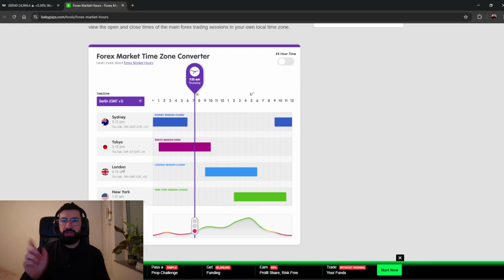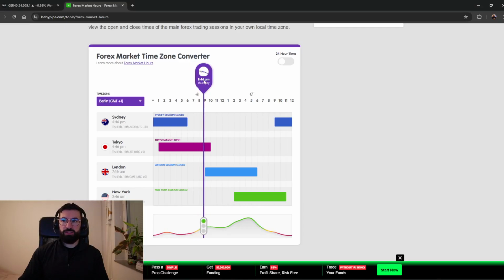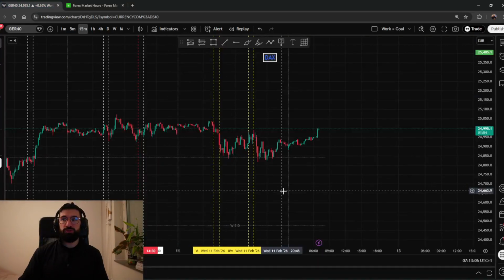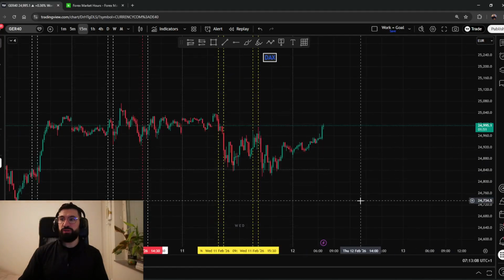These are the times that we want to trade, and these are the times that the strategy I'm talking about works the best. If you write in your time zone, you will see when the London session opens and when the New York session opens. Where I live, the London session opens at 9 o'clock. So what do I want to do? I want to jump into the market.